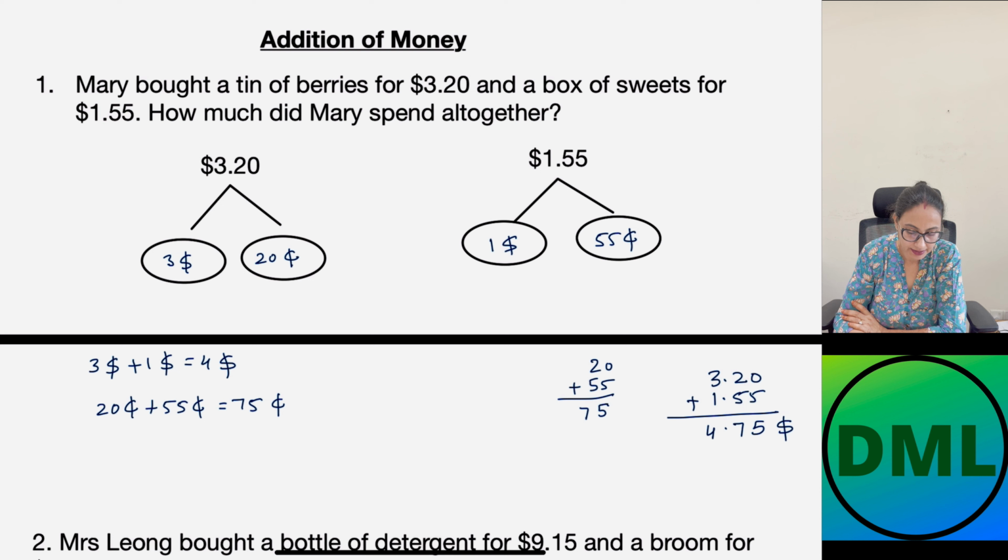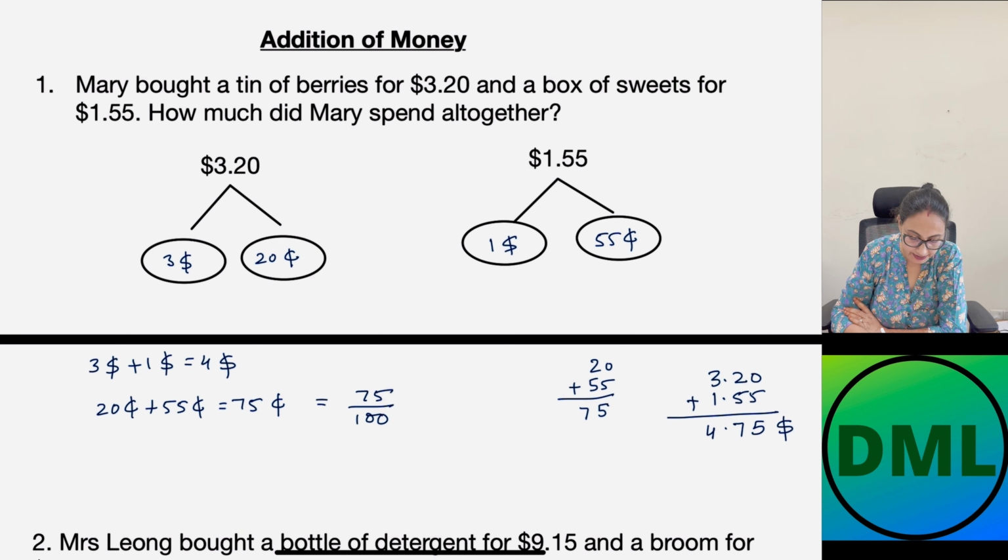My answer is $4.75. If I have to combine it into dollars, these cents have to be converted into dollars. This is the smaller unit. I am going to the bigger unit. The conversion rate is divided by 100. Let's divide this by 100 to convert it into a dollar. 75 over 100. After two digits, we put the decimal.